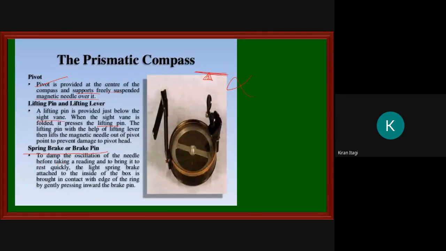Spring brake or brake pin. To damp the oscillations, means when you open the compass it will be shaking. It will be vibrating, it will not stand very still. So what we do, we will apply the brake. Means while you are going on a road, when you feel there are any road humps, what you do, you just apply the brakes to control the car and avoid the vibration. The same thing here also, we use the spring to break down the oscillation.